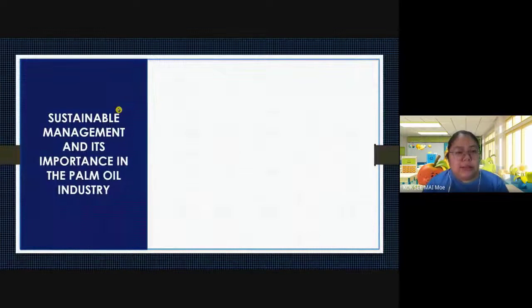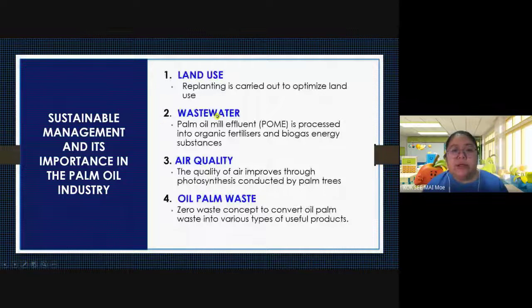Okay, so the last part that is important is the palm oil in the industry. What's important? First one, land use. Replanting is carried out to optimize land use, for sustainable management. Number 2, wastewater. Palm oil mill effluent, POME, is processed into organic fertilizer and biogas energy. Number 3, air quality. The quality of the air is improved through the photosynthesis conducted by the palm trees.